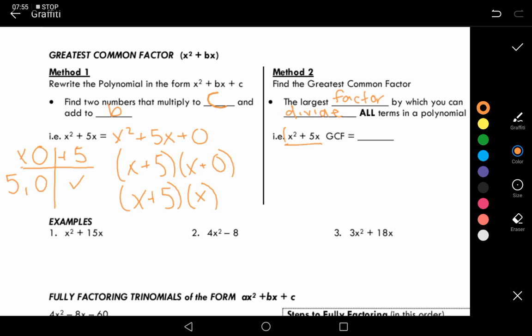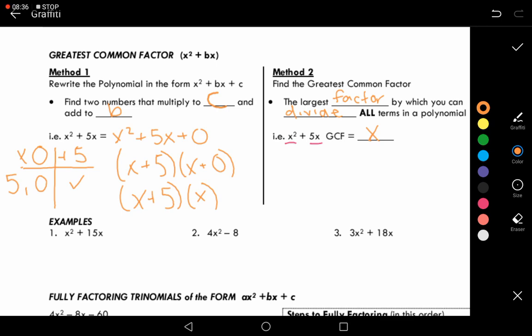So after we look at the coefficients, we change and we look at the variables. Okay, so we look, is there something in common between 1x squared and 5x? So you kind of look at them as separate terms. So if we're looking at those two things, is there something that's in both? And you should say, yeah, well, if I have x squared, I have an x there, and I also have an x in 5x. So our greatest common factor here would be x. That is the largest thing that we can divide all of those terms by.